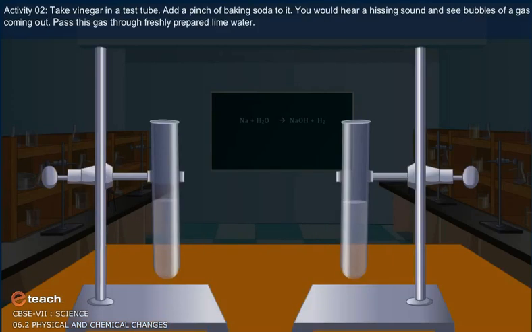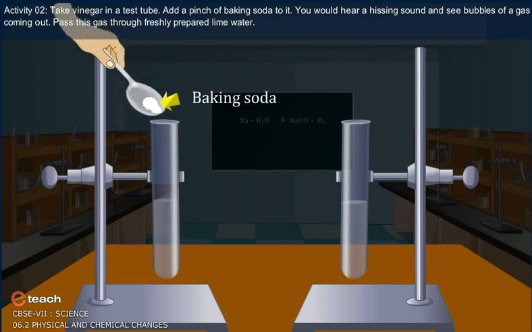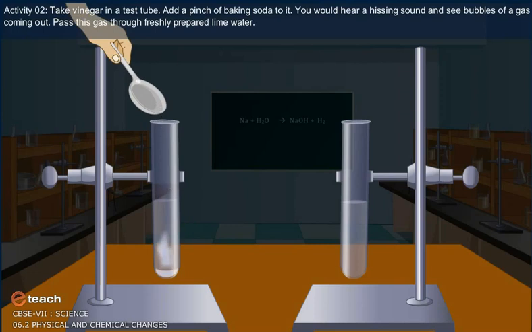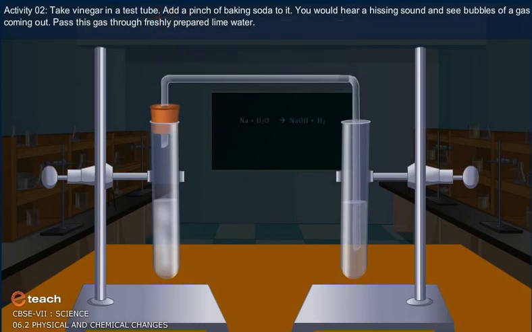Activity. Take vinegar in a test tube. Add a pinch of baking soda to it. You would hear a hissing sound and see bubbles of gas coming out.